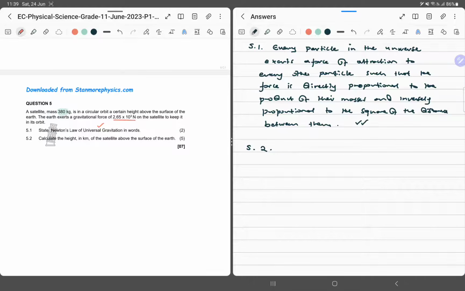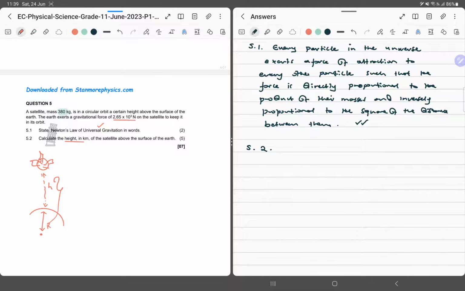So let's deal with 5.2. It says now calculate the height in kilometers of the satellite above the surface of the Earth. So this is the same question as the one in the MCQs. So we've got our radius of the Earth here, and then we've got our satellite with all its things somewhere there. So we've got our height here that we want. So the distance is basically h plus r, okay, and we want h.